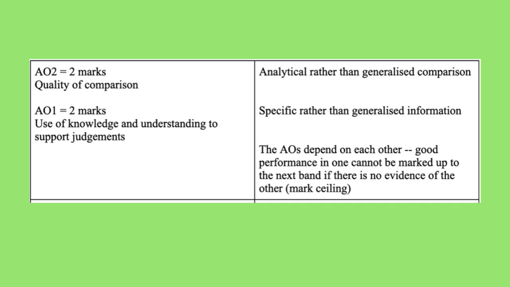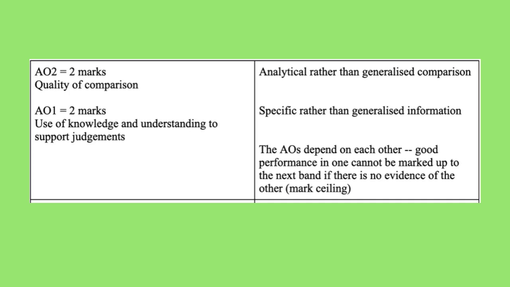The 2 marks are also awarded for AO1, which is your use of knowledge and understanding to support your judgments. So if you're saying that something's similar or different, then can you draw on the knowledge that you already have to explain why that might be? That feeds into the analysis that we were just talking about.